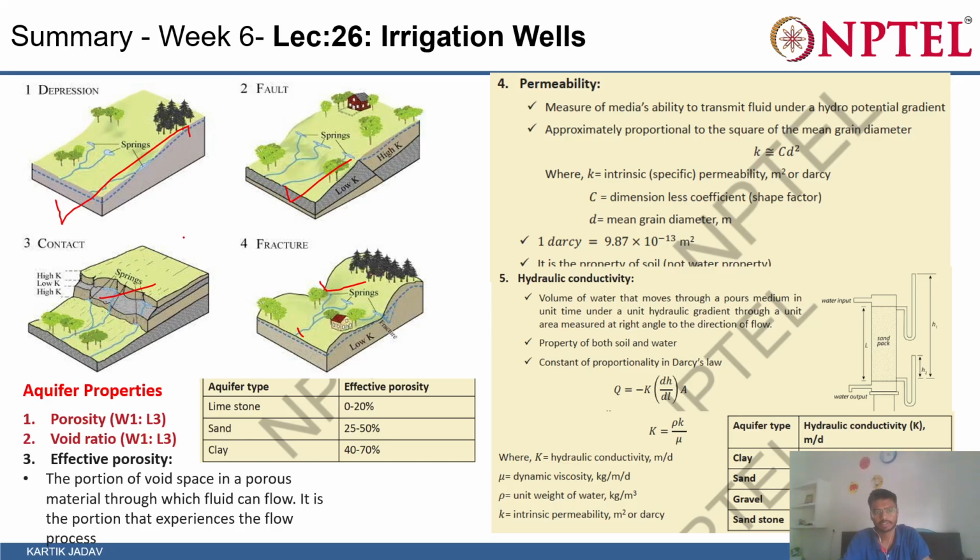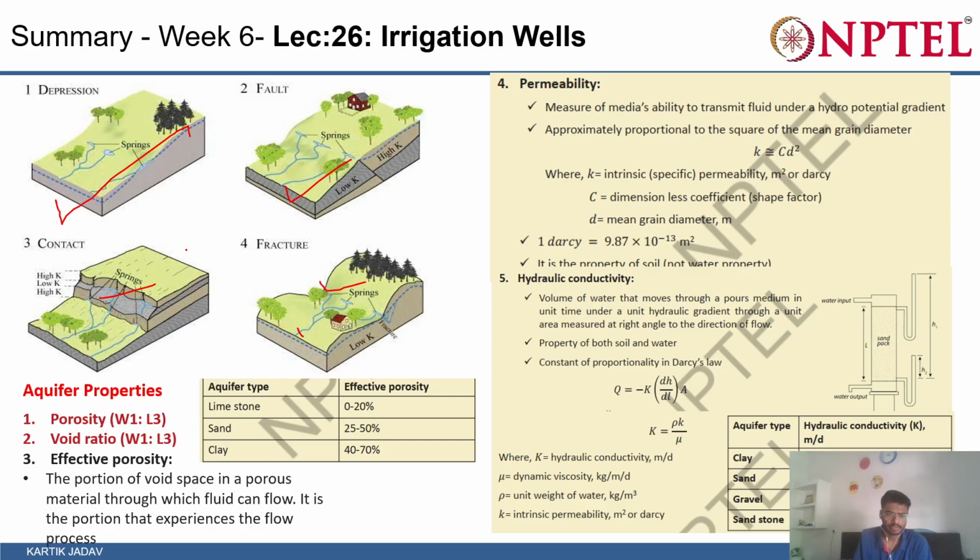There are various properties of an aquifer that are related to the transfer and storage of water. We must define those properties to understand the capacity of an aquifer to store water or transfer it from one place to another, and at what rate it can transfer. So we started with porosity and void ratio, which we already covered in week number one.